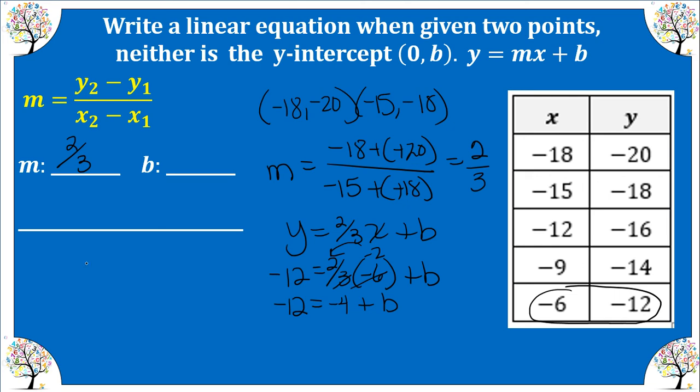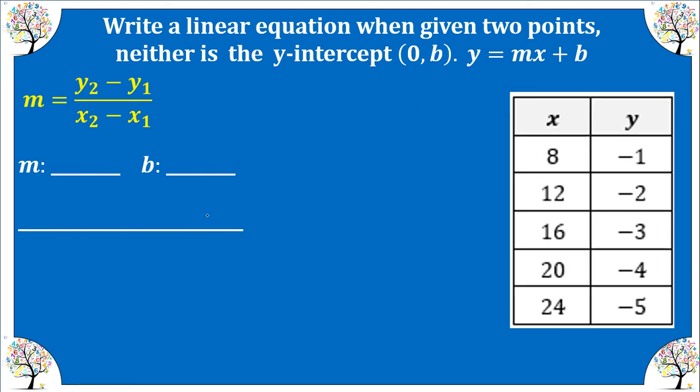Now we're going to isolate. We're going to add 4 to both sides, and b is -8. So 0, -8. We put that together, y equals 2 over 3x minus 8. I do not have the y-intercept because I don't know when x is 0. So let's find slope, 8, -1, and 12, -2.